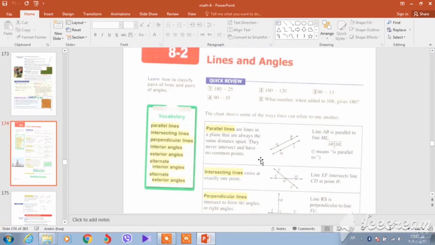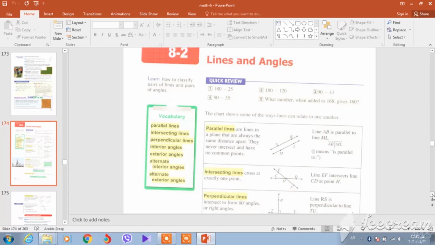We have parallel lines because we have two lines in a plane, and they are always the same distance apart and cannot intersect. We have no common points between the two lines. So you can say this is line AB and line ML are parallel lines. You can say it by this symbol, it means parallel. This symbol means parallel, students.